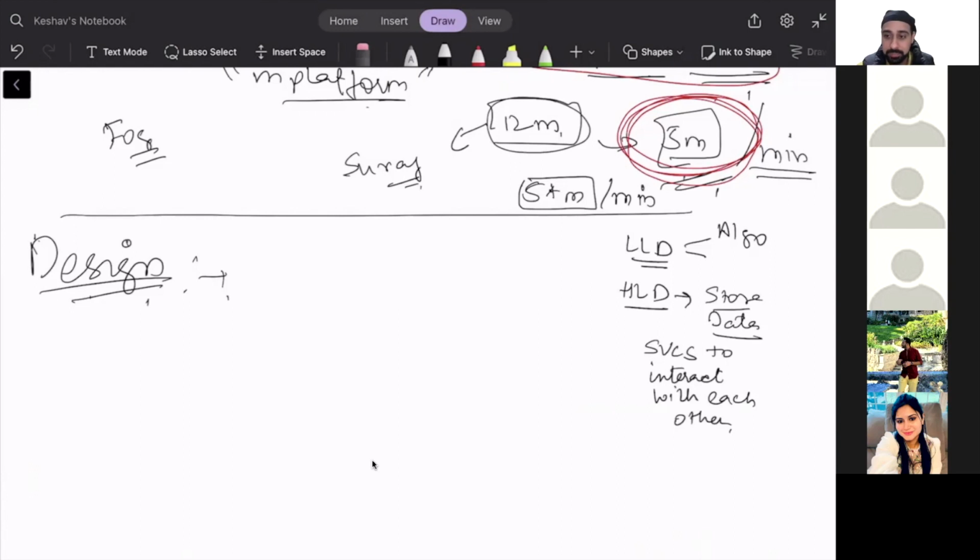Because if a station has more platforms, then obviously it has more platforms because more trains will stop at that station. So it is related somewhere to M only. If there is a big station, it will have more platforms because more trains will stop there. So it can be related.